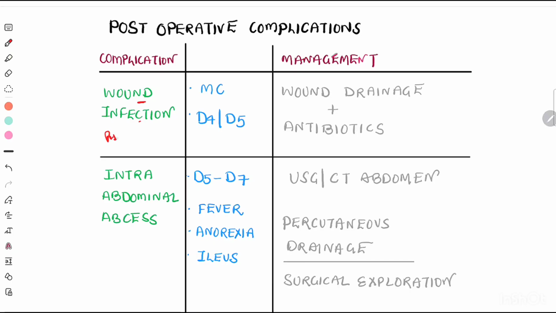There will be pus discharge from the incision site on day 4 or day 5. It is the most common complication of appendicectomy. So what is the management of this? We have to clean the wound on a daily basis, do daily dressing, and drain the pus from the wound, and we are going to shift the patient to higher antibiotics. So this is the management of wound infection.